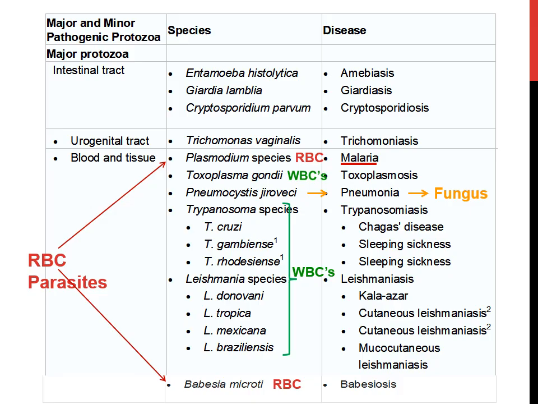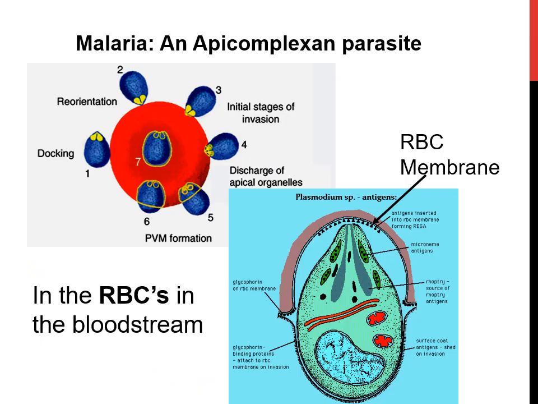And we can see in this table Toxoplasma gondii, Pneumocystis jirovecii. This Pneumocystis jirovecii has been identified as a fungus rather than a protozoan parasite. That's why I put it aside alone, and we shall mention it later on. But we come to Trypanosoma species and Leishmania species, which live in the white blood cells in the tissues, like we shall see.